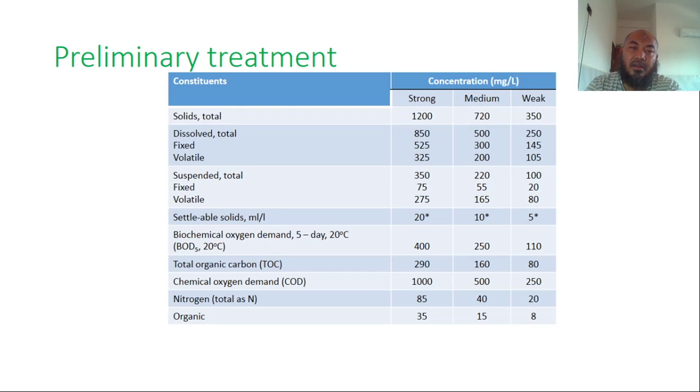Primary treatment. Okay. So this is the wastewater strength of wastewater.